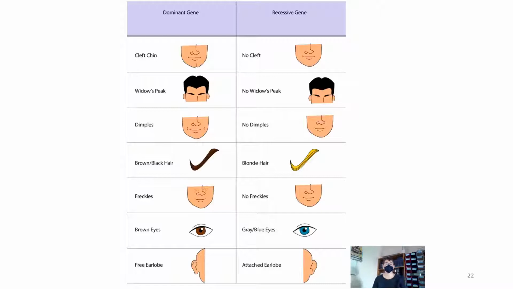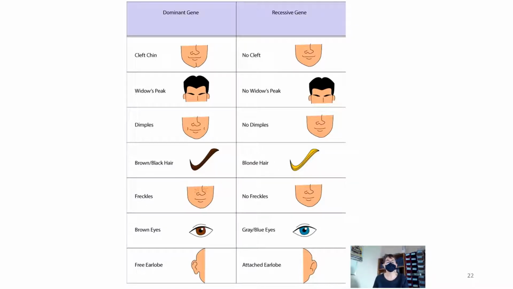And in humans, there are some genes that are easy to look at and easy to find whether or not you have the dominant gene or the recessive genes. So one of them is a cleft chin. And now that everyone's wearing masks, we really can't tell, but somebody told me that's called a bum chin. Oh, yeah. Okay, so there you go.